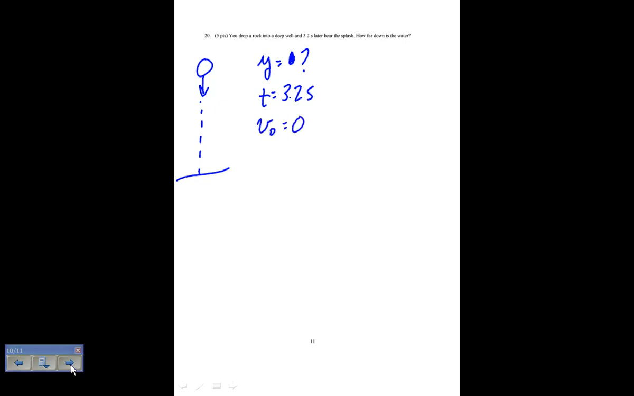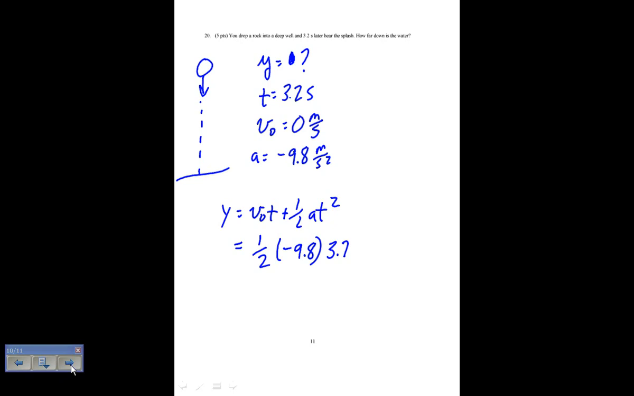All right, one more. You drop a rock into a deep well and 3.2 seconds later hear the splash. How far down is the water? You drop a rock. It goes this far. I want to know what y is. I know t is 3.2 seconds. I know that v0 is equal to 0. And I know that the acceleration is negative 9.8 meters per second squared. So how far down is the water?